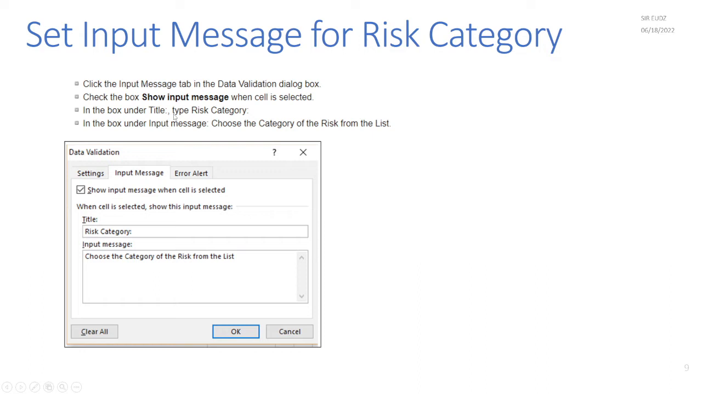Click the Input Message tab in the data validation dialog box. Check the box Show input message when cell is selected. In the box under Title, type Risk Category, and in the box under Input message, type: Choose the category of the risk from the list.